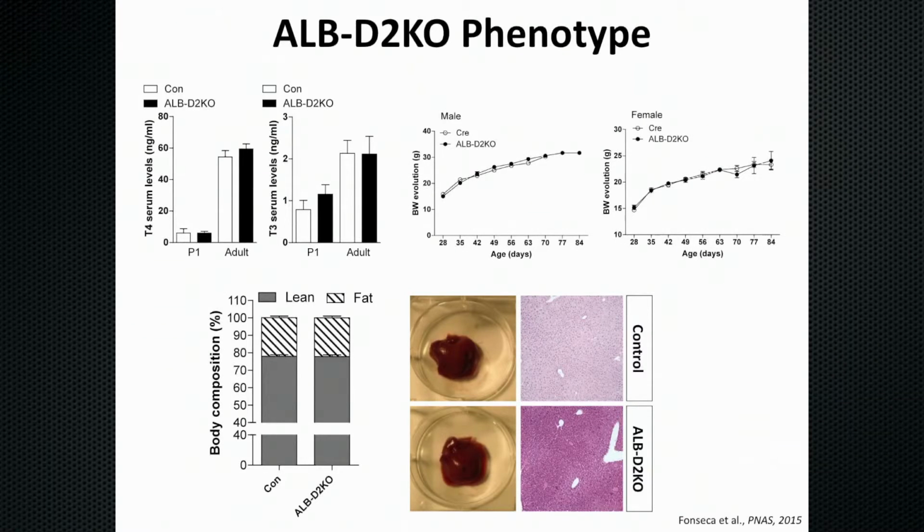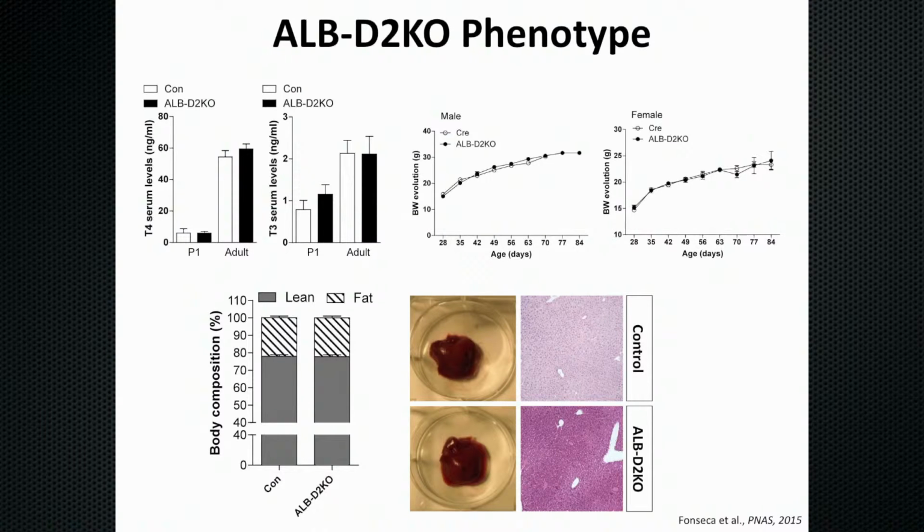So what is the phenotype of this mouse? You can see that both at P1, which is postnatal day 1, the baby mouse, and in adult mice, the control and albumin D2 knockout mice are systemically euthyroid, with the same levels of T4 and T3 in the periphery.